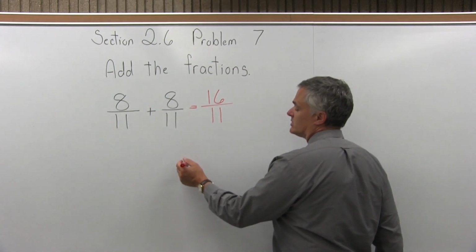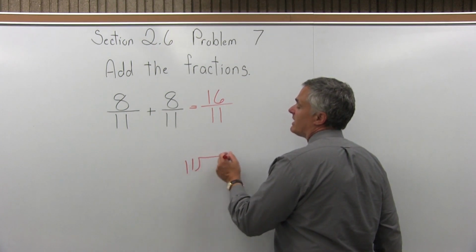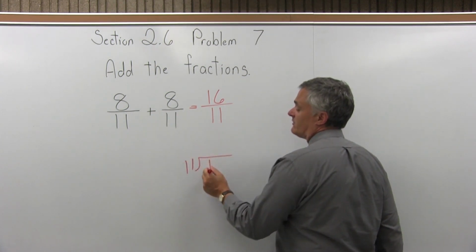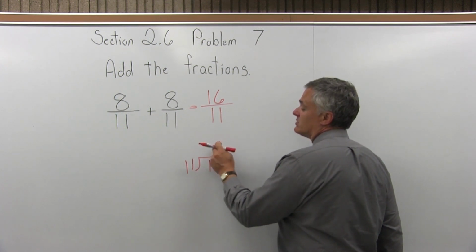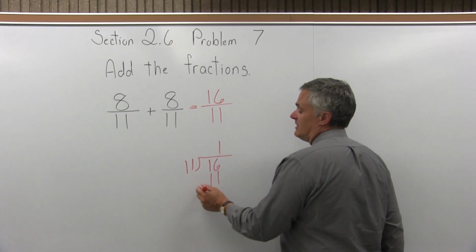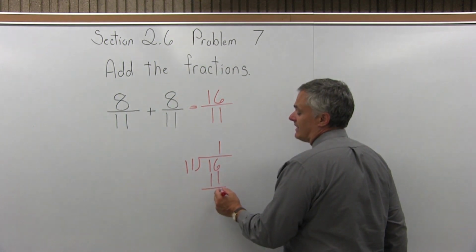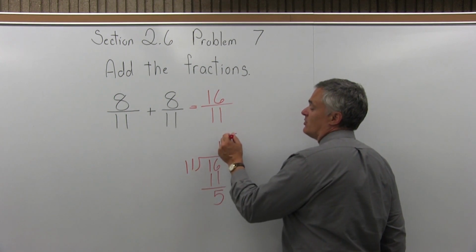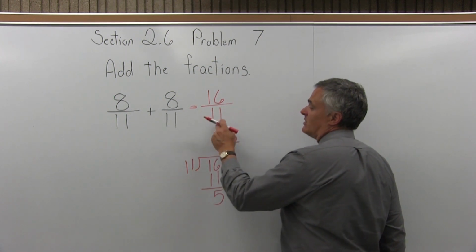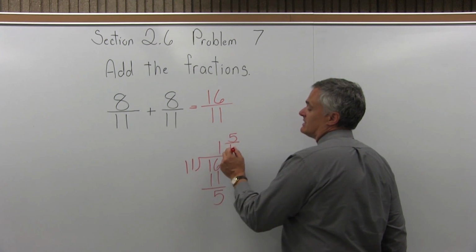So what we can do is, off to the side, figure out how many times the denominator of 11 will divide into the numerator of 16. 11 will go into 16 once. 1 times 11 is 11. Then 16 minus 11 is 5. So the remainder is my new numerator, the 5, and the number that was the denominator stays the denominator.